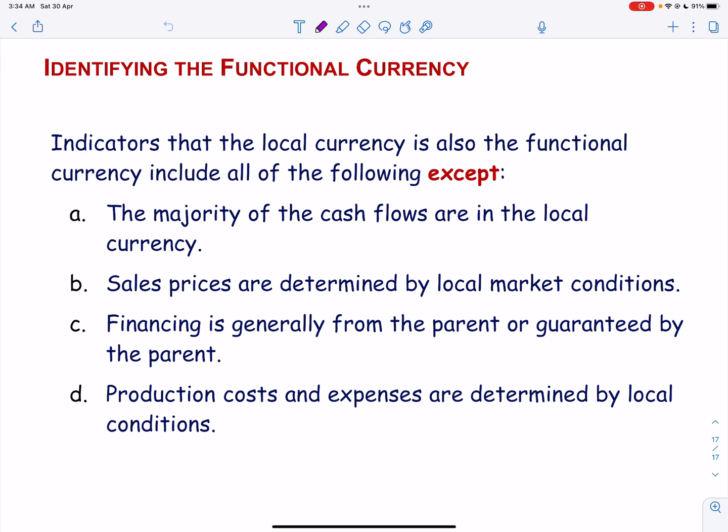In the sessions to follow, we will solve numericals related to current method, temporal method, remeasurement, and translation. So this completes the 5th part of our explanation of translation of foreign affiliate financial statements.